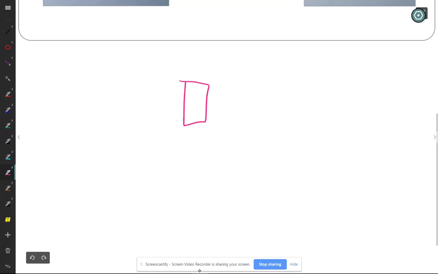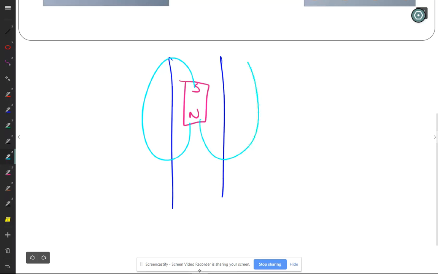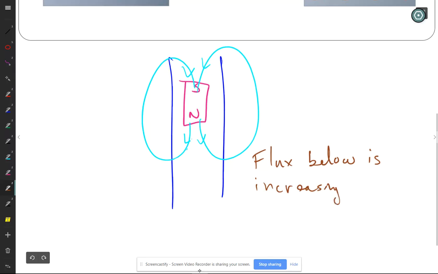So we have a magnet, and let's say we have the north side down, and it's going through this pipe. And so down below, what's happening to the flux as it comes down? Well, it's spreading out, isn't it? As it comes down, you have these lines getting closer together as it falls. So the magnetic flux is getting stronger down below it as it falls. So the flux below is increasing.